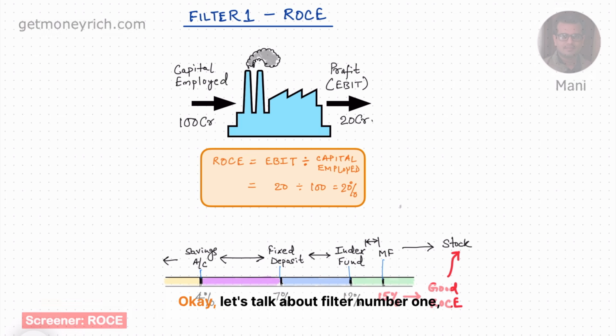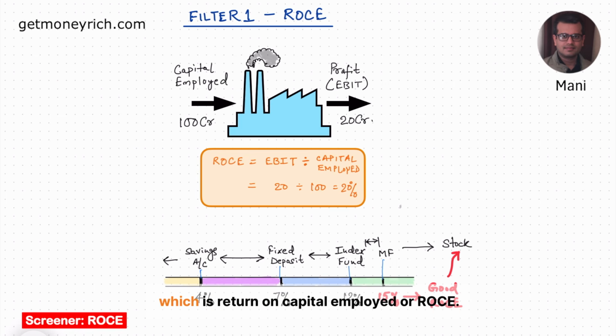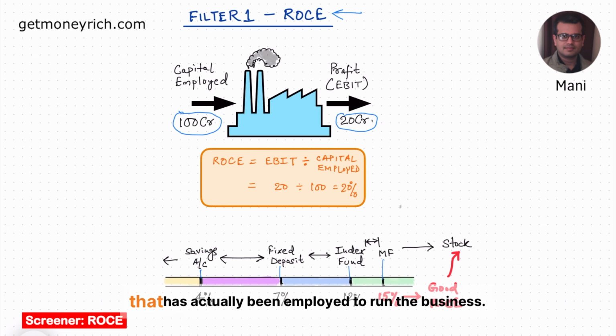Okay, let's talk about filter number 1, which is return on capital employed, or ROCE. You can imagine there is a company where the employed capital used to run the business is, let's say, 100 crores, and the profit that the company is generating is 20 crores. And when I say employed capital, it is that capital that has actually been employed to run the business. For example, a company which has kept a lot of liquid cash, or it has kept some investments in other companies, that money is not employed by the company to run its business.